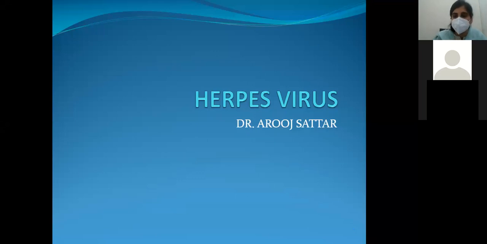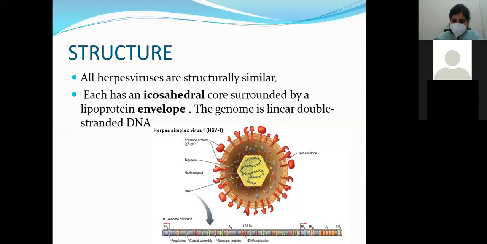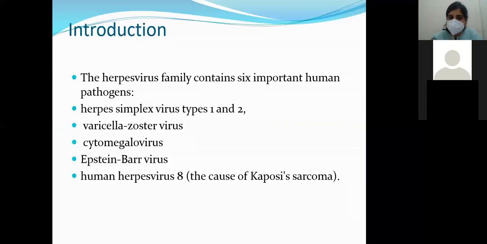Today we will finish herpes virus. In my previous lecture we started herpes viruses, and as I told you, the herpes virus family consists of 6 very important viruses: herpes simplex virus 1, herpes simplex virus 2, varicella zoster virus, cytomegalovirus, Epstein-Barr virus, and human herpes virus 8.